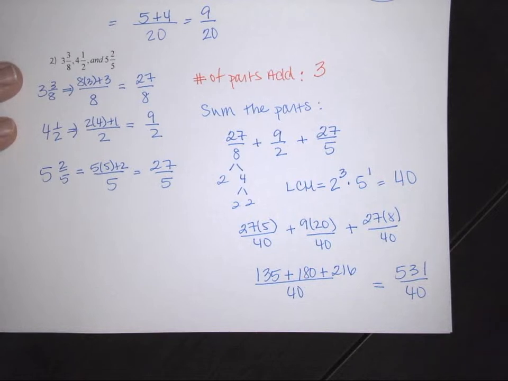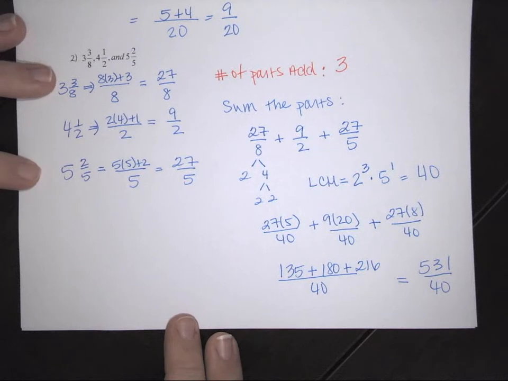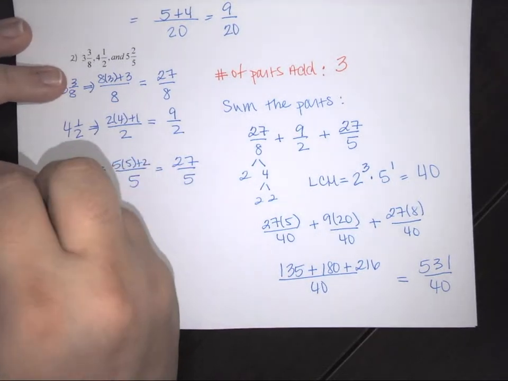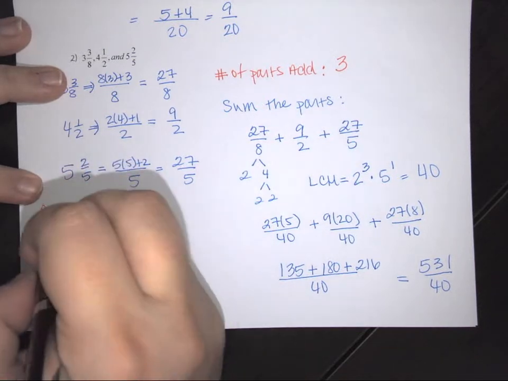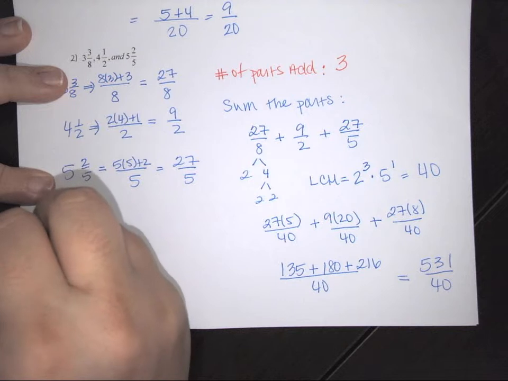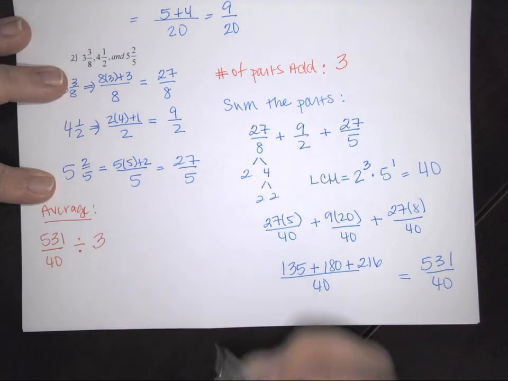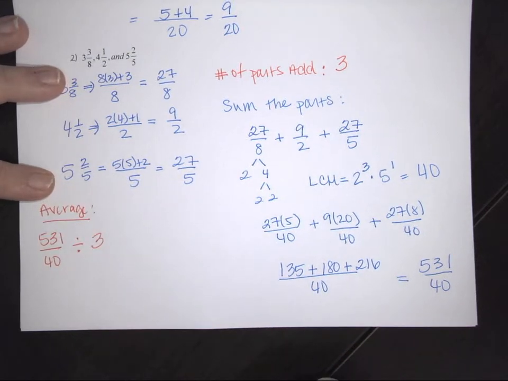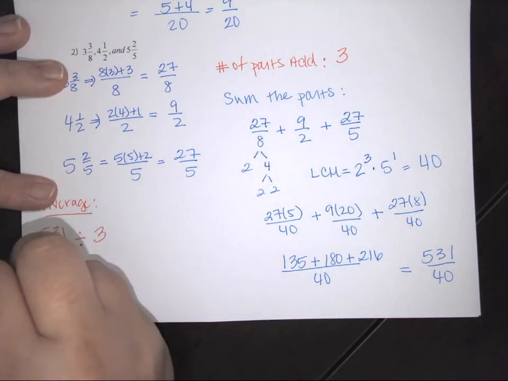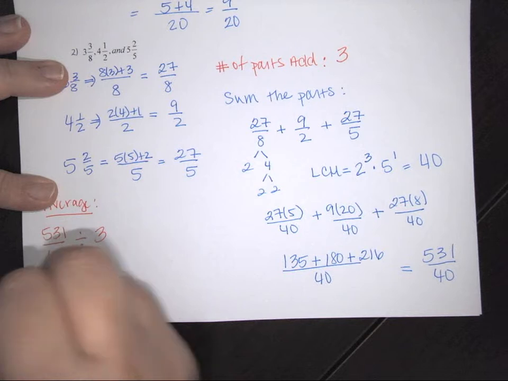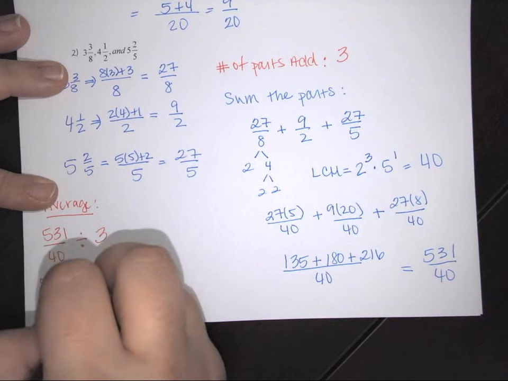Now I actually have to do the average part. The average part says take the sum of my parts and divide it by the number of parts added. So to find the average, I have to take the sum of my parts, 531 over 40, and divide that by the number of parts added, which is 3. Division says I have to take what I have, 531 over 40, and multiply that by the reciprocal of the second, so 1 over 3.